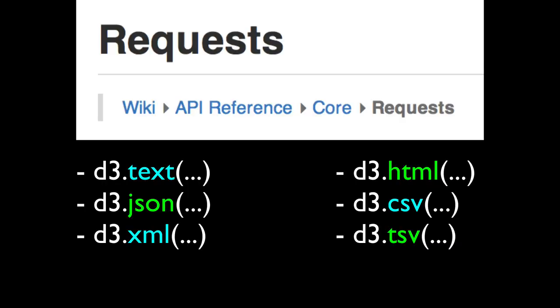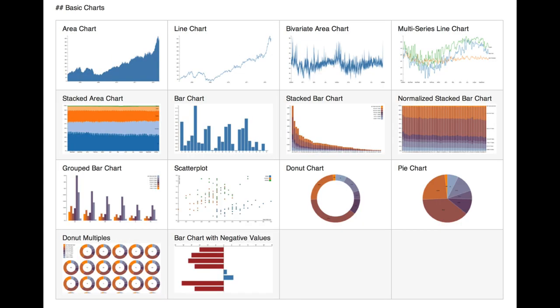D3 has functionality to load data into the browser from a server. You can request text data, JSON data, XML data, HTML data, comma separated values data, also called CSV, and tab separated values data, also called TSV. In fact, all of the D3.js basic examples use a form of the D3 request to load in the necessary data, which is why this video covers the simplest web server commonly available.